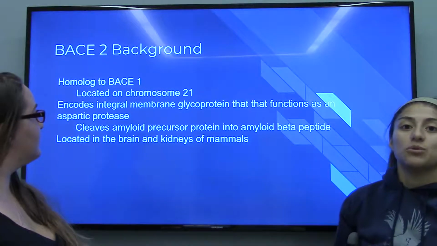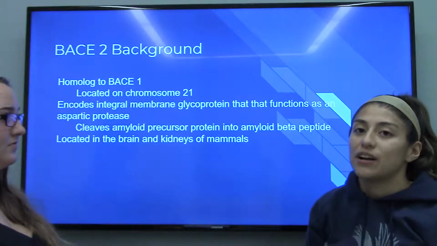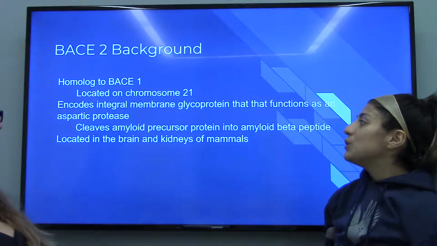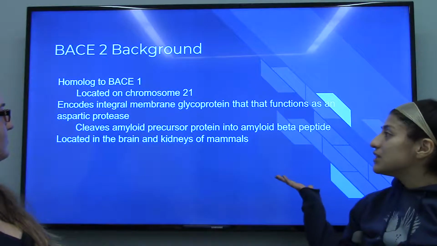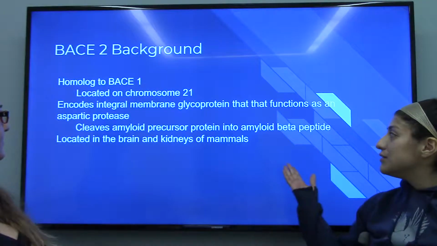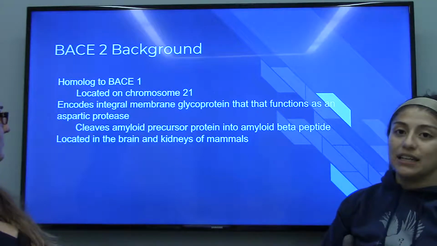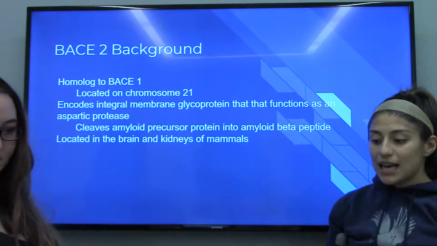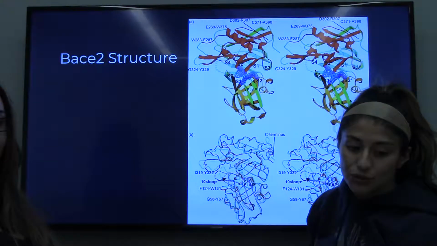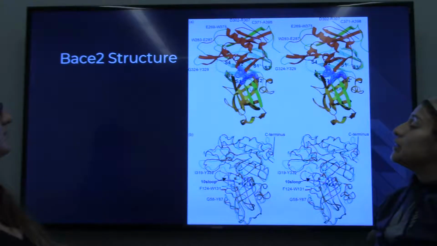It's located on chromosome 21, unlike BACE1, which is located on chromosome 11. It encodes an integral membrane glycoprotein that functions as an aspartic protease, and it cleaves the APP into amyloid beta peptide, and it's also found in the brain and kidneys of mammals. In the next slide, we're going to talk about the structure of BACE2 compared to BACE1.